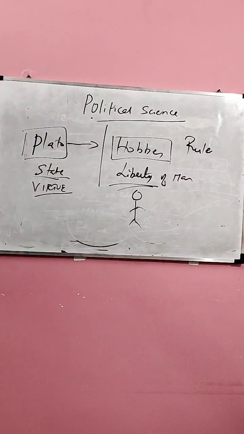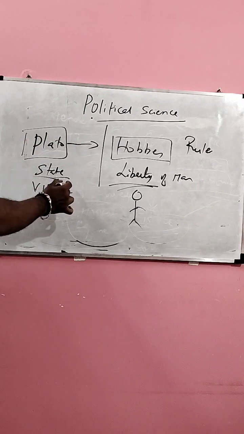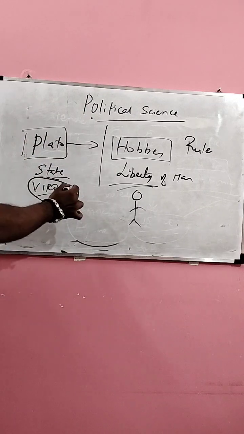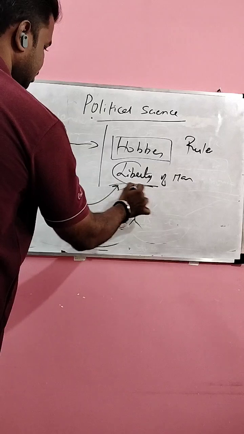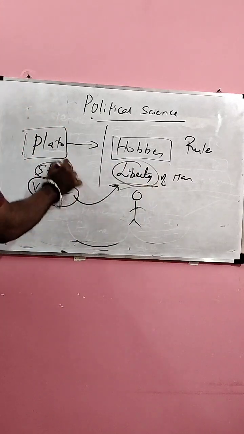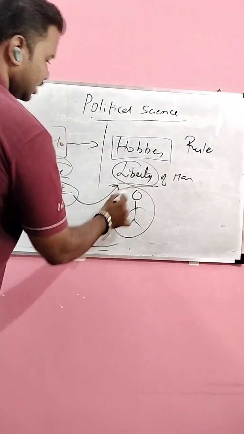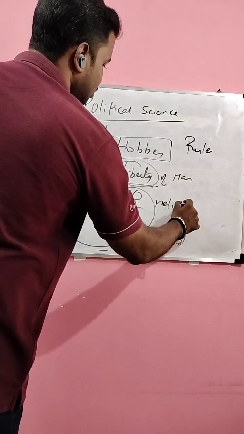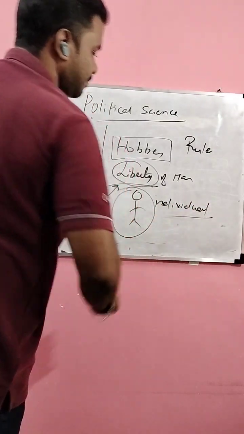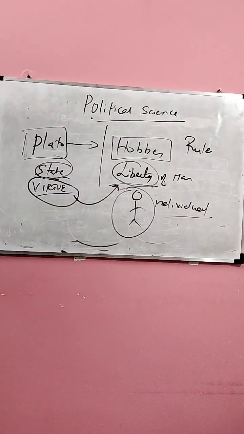In fact, Hobbes also gave importance to the ruler, but he was the landmark in political science as we move from ancient to modern period. From virtue, we started moving towards liberty. From state, we started moving towards individual. So a sea-level change happened in political philosophy, political theory, as well as political science. This was largely a result of Thomas Hobbes' philosophy.